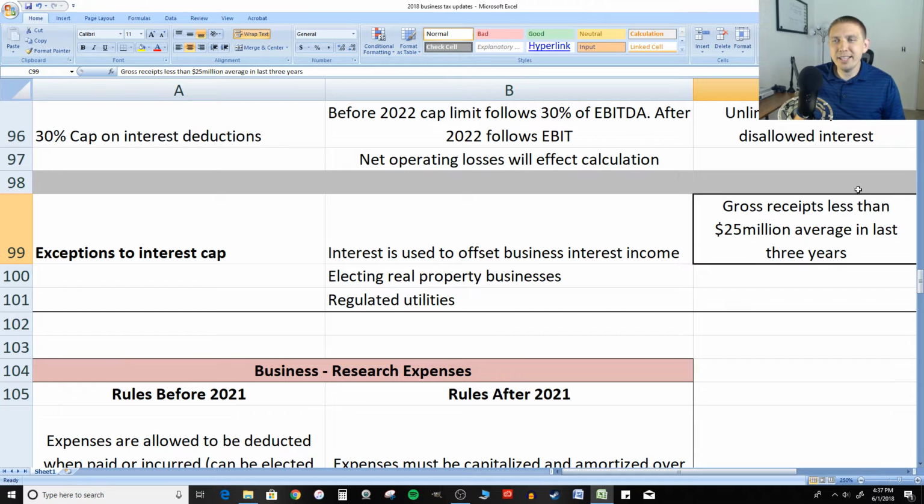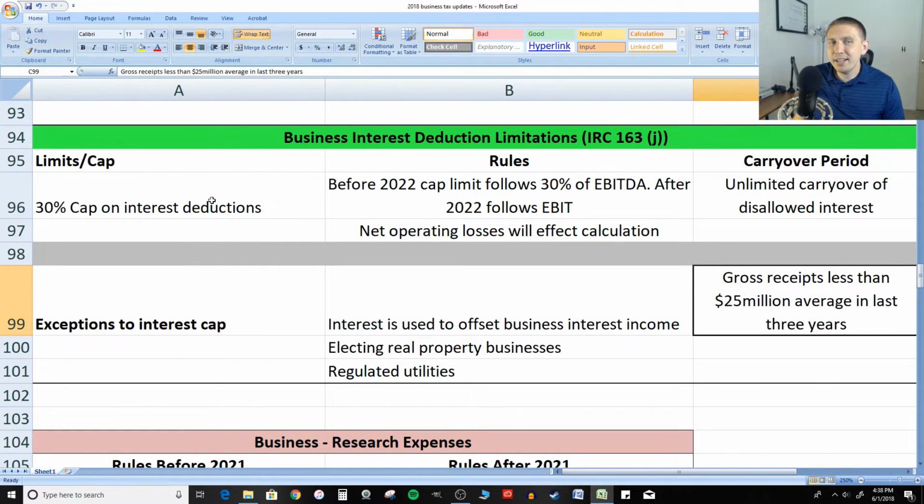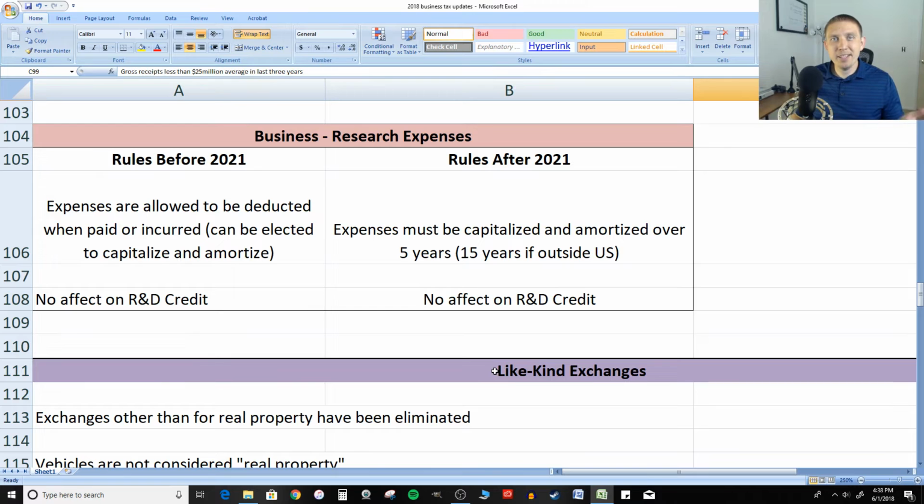Also remember, gross receipts less than $25 million, averaged over less than 3 years, you would not have to follow these new rules. You would not be limited. So as long as your gross receipts are under $25 million, you would not be subject to these interest deduction limitations. Okay, guys, business research expenses.